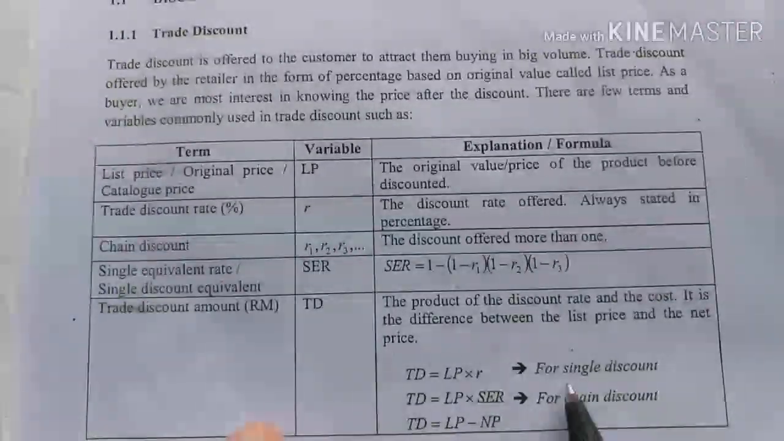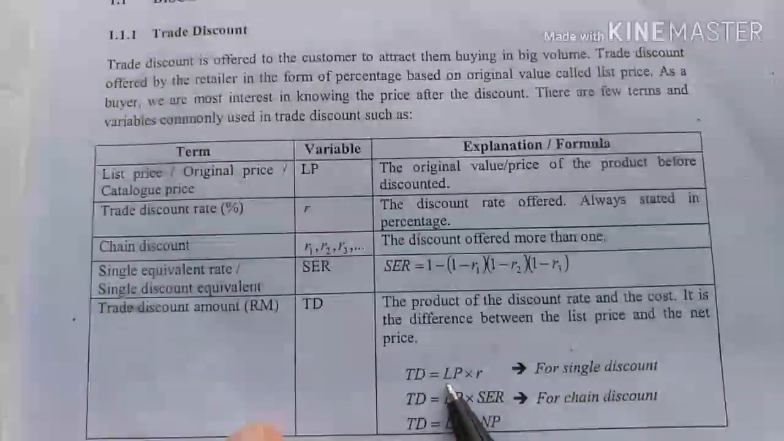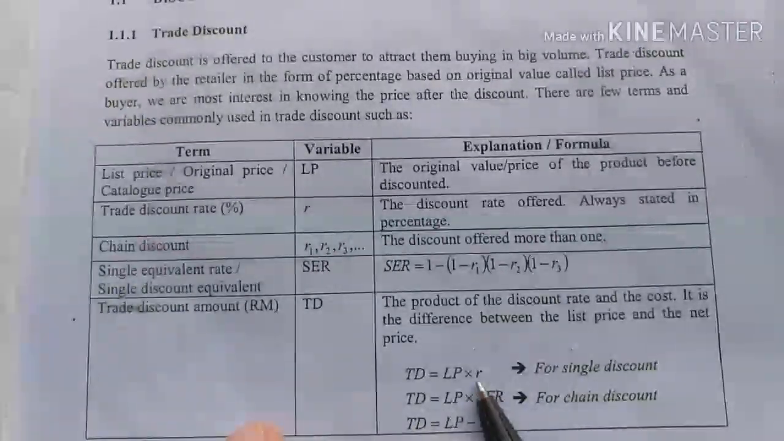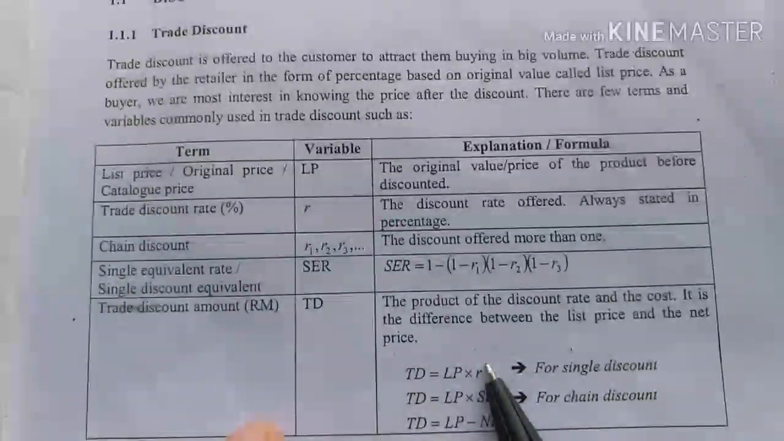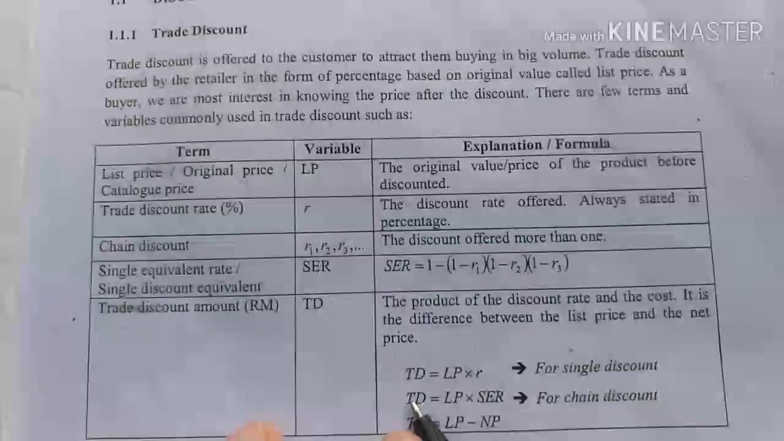Okay, so for the single discount, you can just multiply the original price with the trade discount rate offered. For the chain discount, in order to compute the trade discount amount, you have to find the single equivalent rate first. Only then you can multiply it with the original price of the item, which is the list price, to get the trade discount amount.